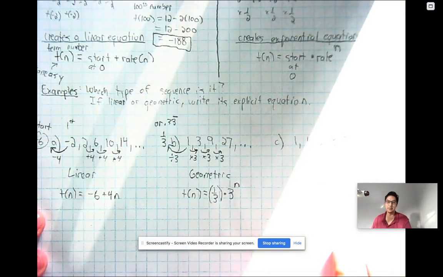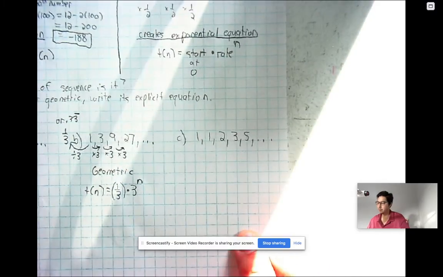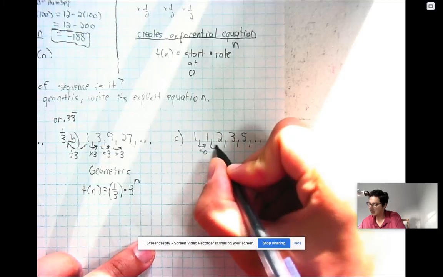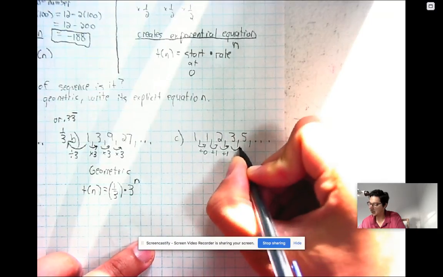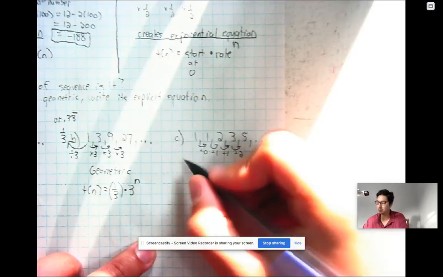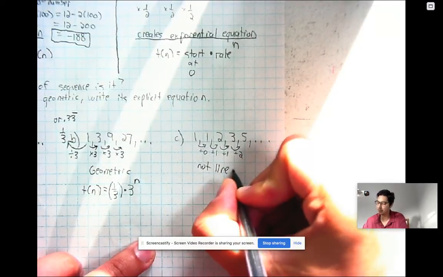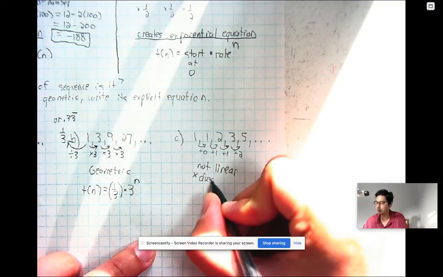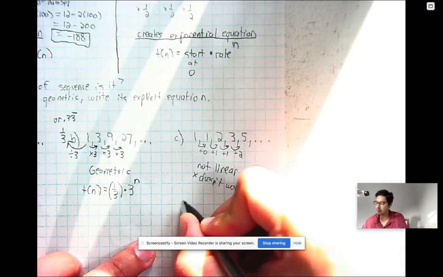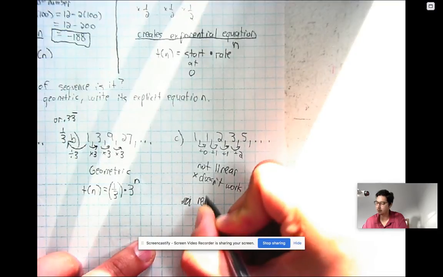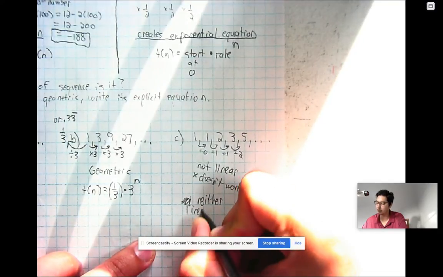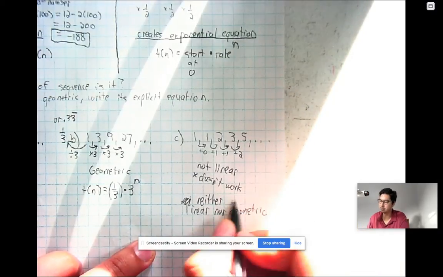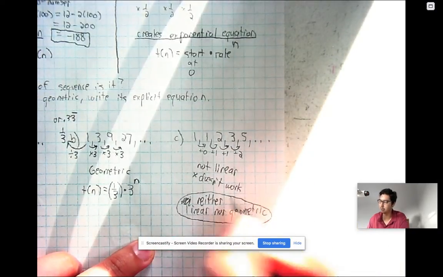And there's geometric. And then the very last one, 1, 1, 2, 3, 5. This one's interesting. I see plus 0, plus 1, plus 1, plus 2. So it's not linear. Those aren't the same. If I tried multiplication, multiplication doesn't work either. So in this case, it's neither linear nor geometric. This has a special name called the Fibonacci sequence, but that's unrelated. Nothing you need to know there.